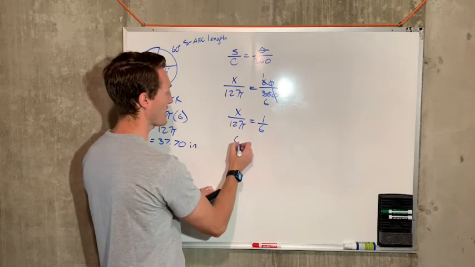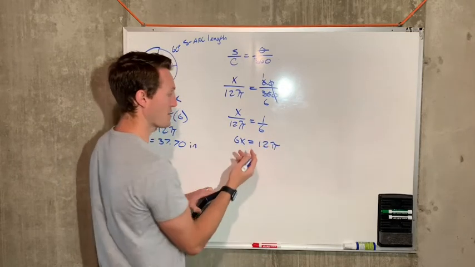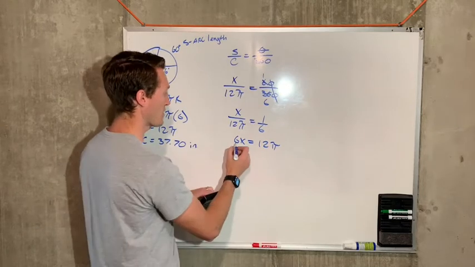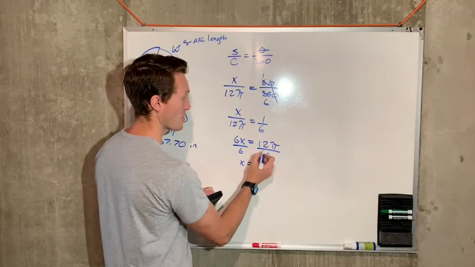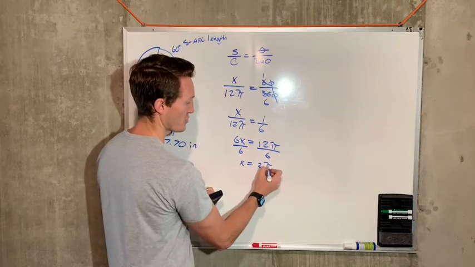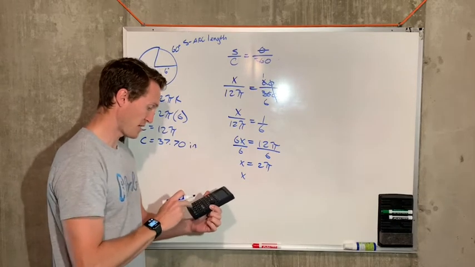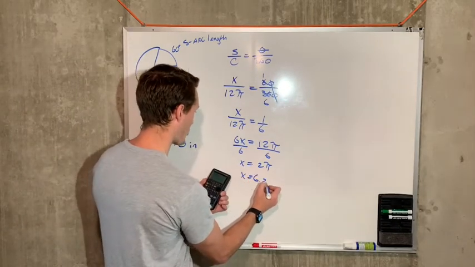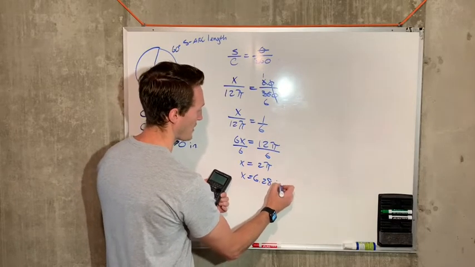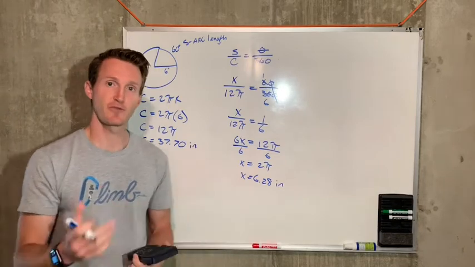We'll have 6x equals 12 pi. And again, all this can be done in your calculator. You can work that out. I'm going to divide by 6, and I'm going to say x equals, see how those will reduce to 2 pi. And then that I'll use in the calculator. 2 times pi equals 6.28. We're going to go inches here, and again, maybe I'm saying to round to the hundredths place. All right, that's your first 2 questions.